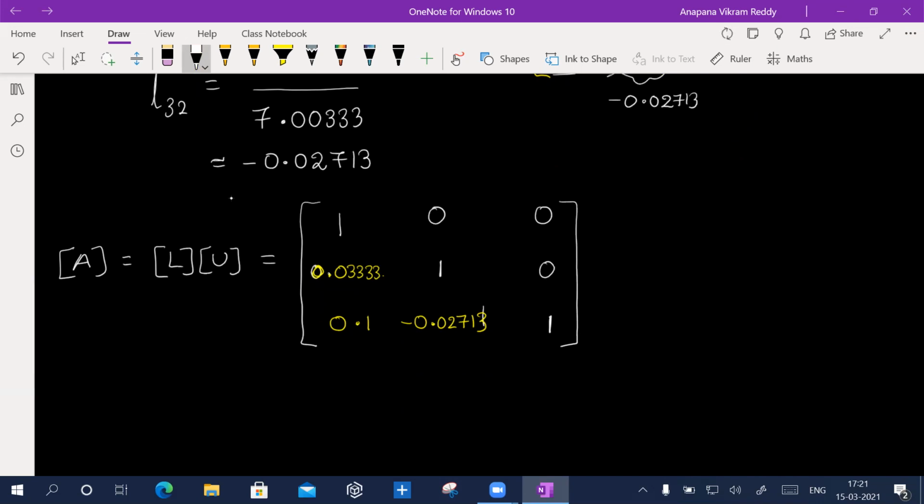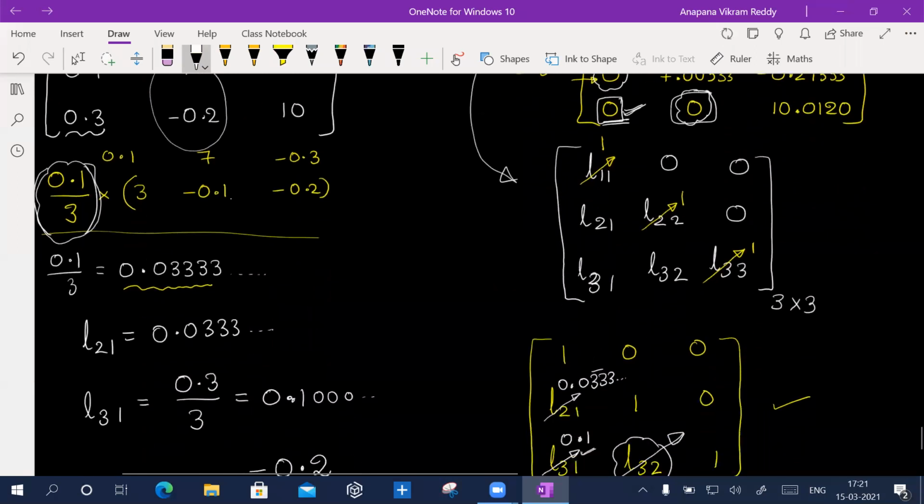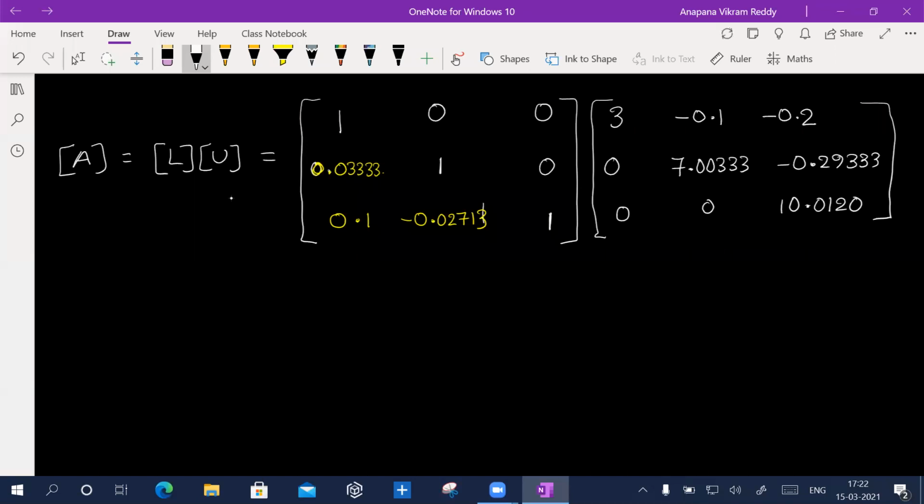Okay, so A is equal, L equal to this, and my U is the same matrix I have for U: 3, minus 0.1, minus 0.2, 0, 7.0033 and minus 0.2933, and this is 0, 0 and 10.0120. If you want to check it, just multiply these two matrices, and again you will get your original coefficient matrix here. Okay, now we are ready with L and U matrices. So this is your L matrix and this one is your U matrix.